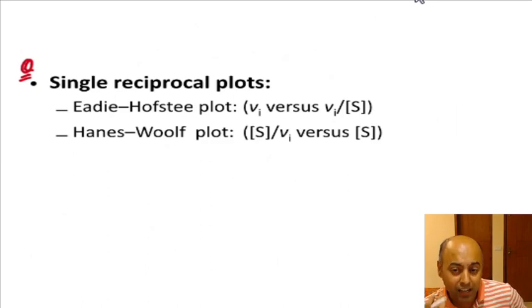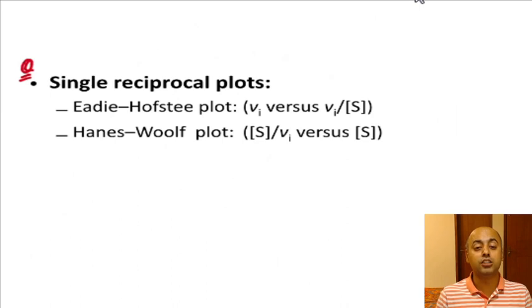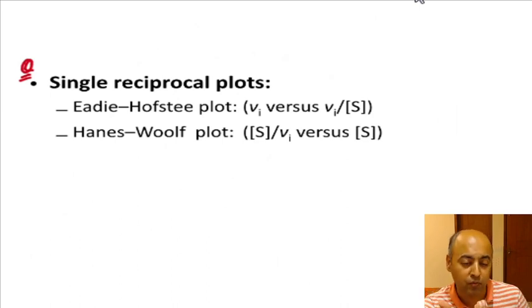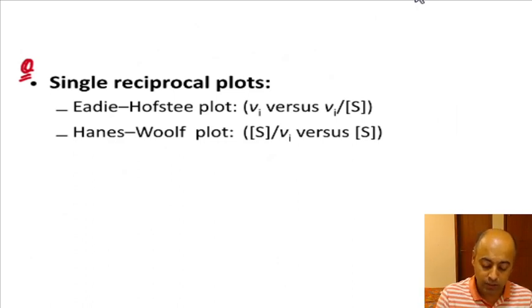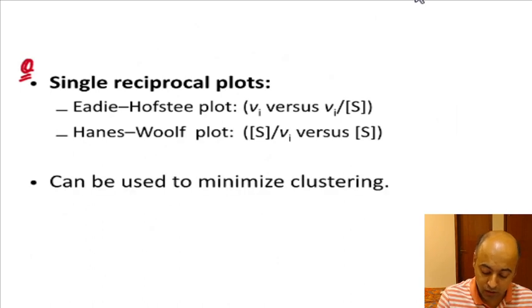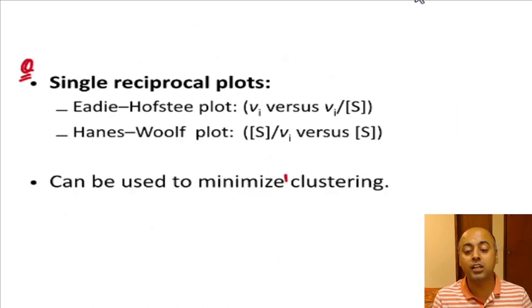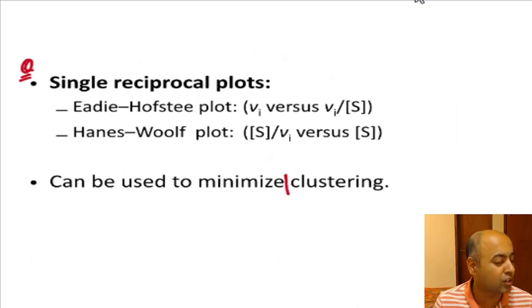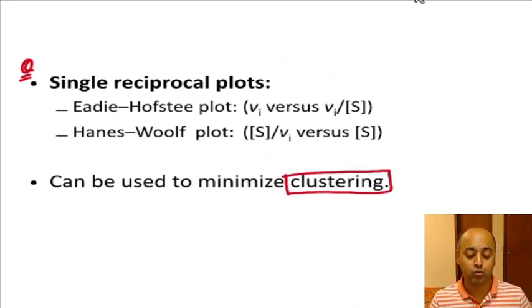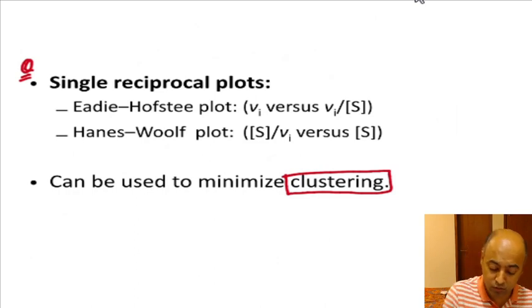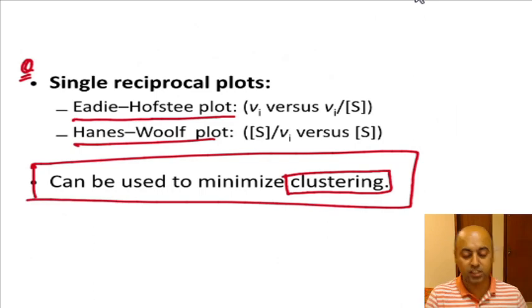Second, when will you make use of the single reciprocal plot? Because making them is very, very cumbersome. We don't want to make these type of graph. But in certain cases, we don't have a choice. We have to make use of single reciprocal plot, and that condition is the clustering. If you find clustering on the Lineweaver-Burk plot, in that case you don't have any other option but to make use of the single reciprocal plot. So two things you have to remember: the name, and second, when we are making use of the single reciprocal plot, just to avoid the clustering on the Lineweaver-Burk plot.